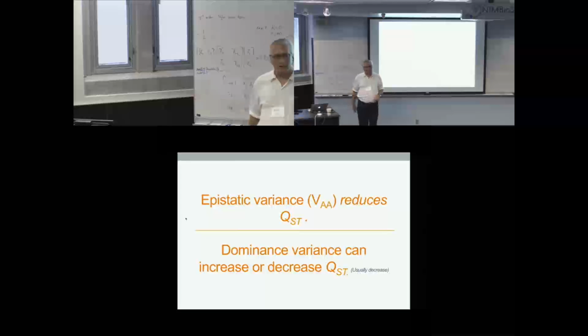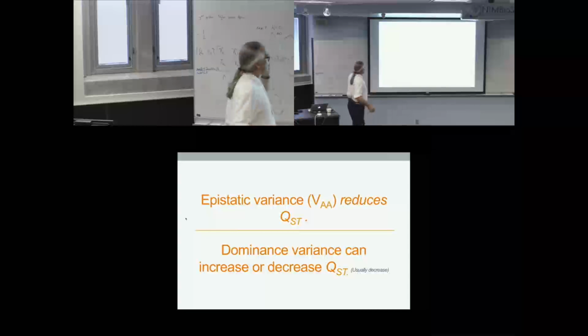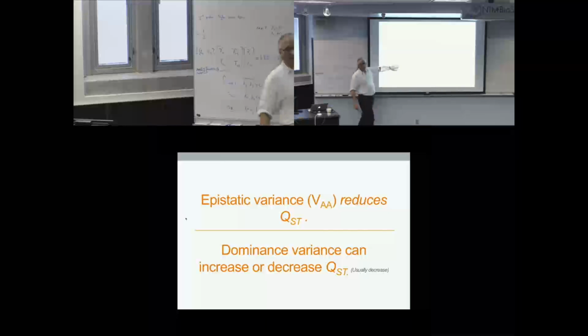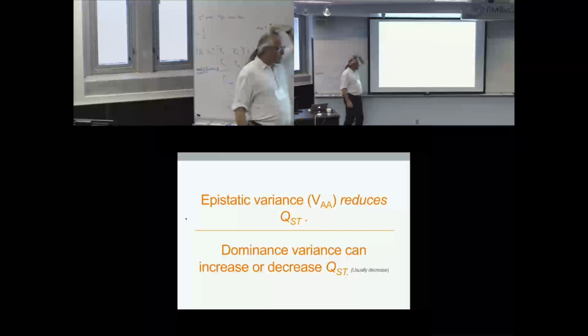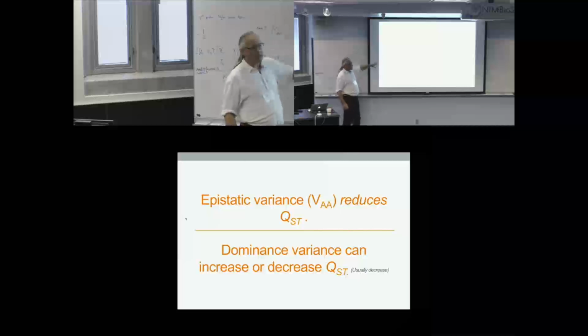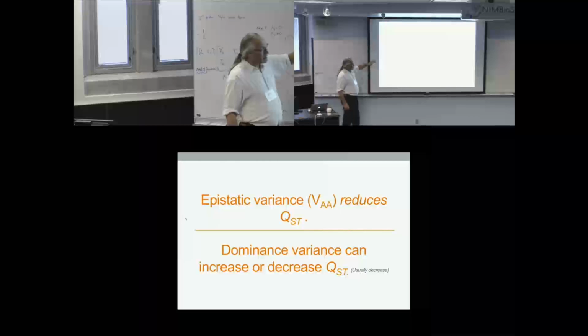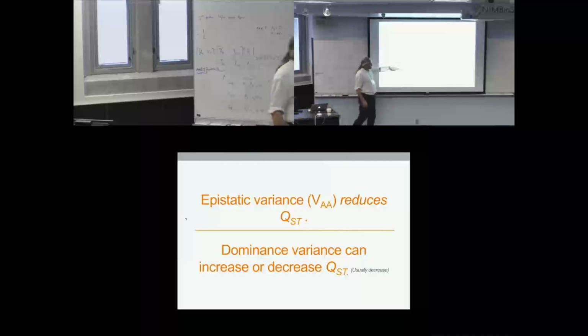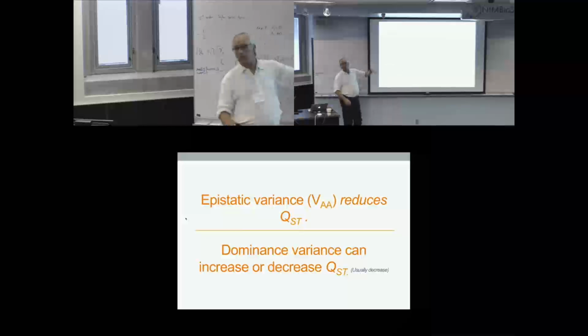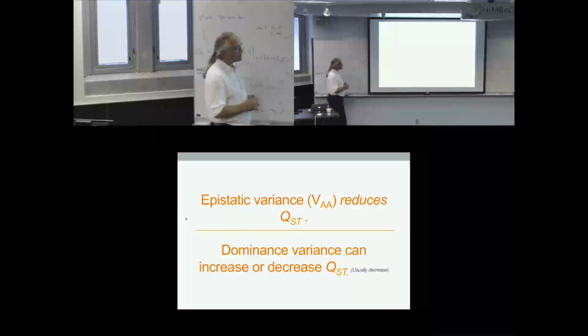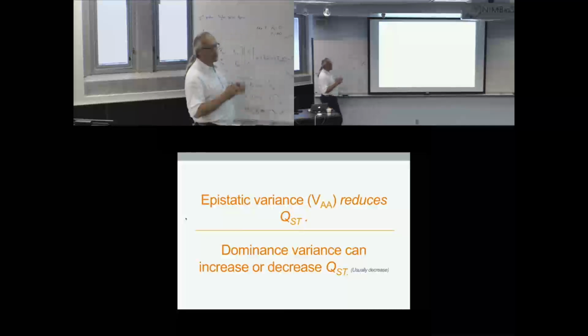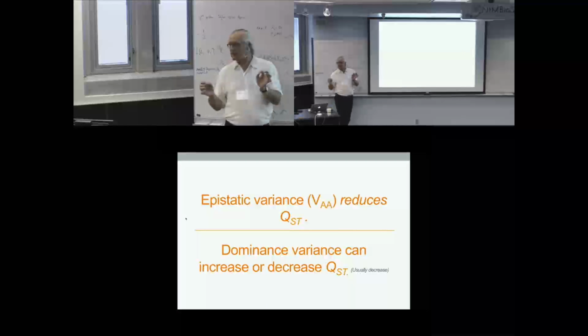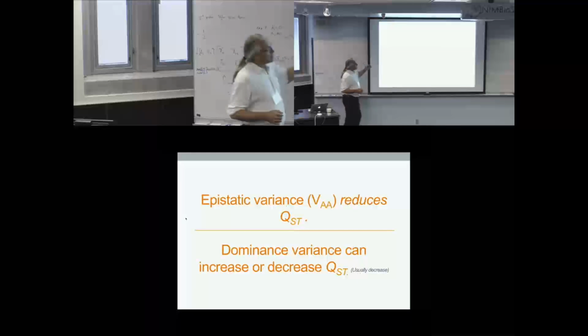So if you're looking for something to do that would take you the next 3 years of your life, go for it. Dominance variance, though, we do know something about. When I say dominance, I'm mixing two things here: dominance variance, or dominance in the form of interaction between the alleles, regardless of whether it creates much dominance variance or not. Dominance variance can either increase or decrease QST.